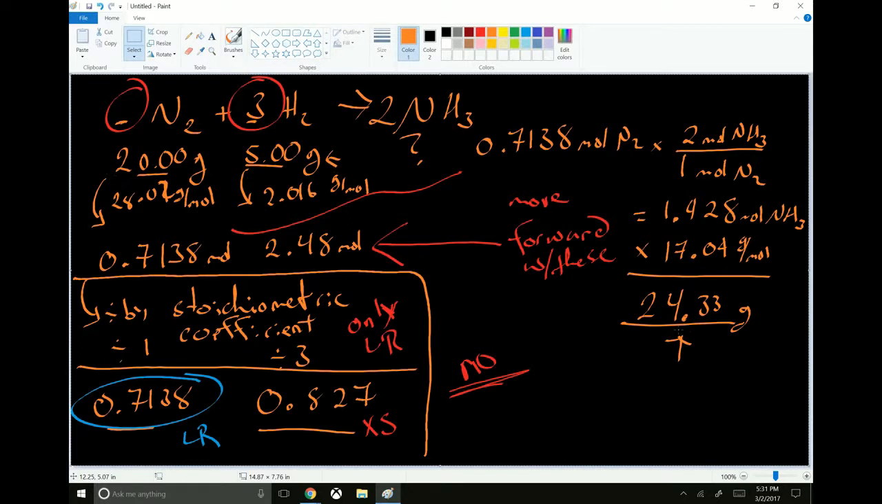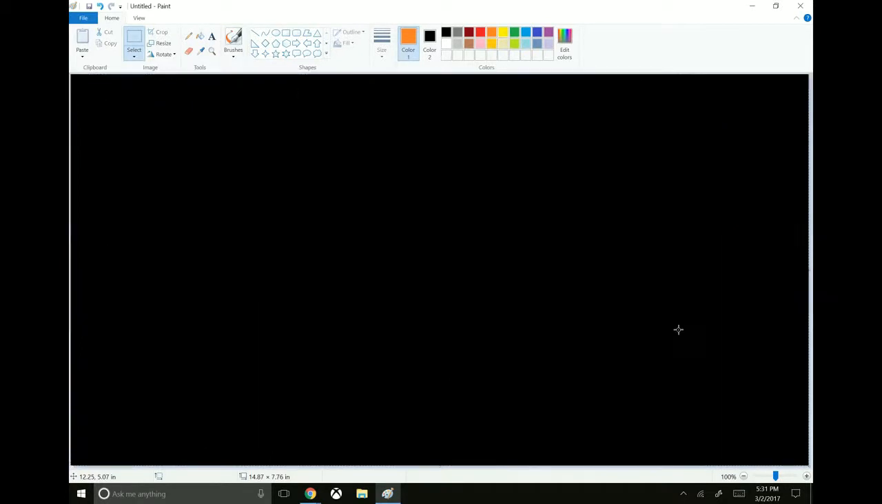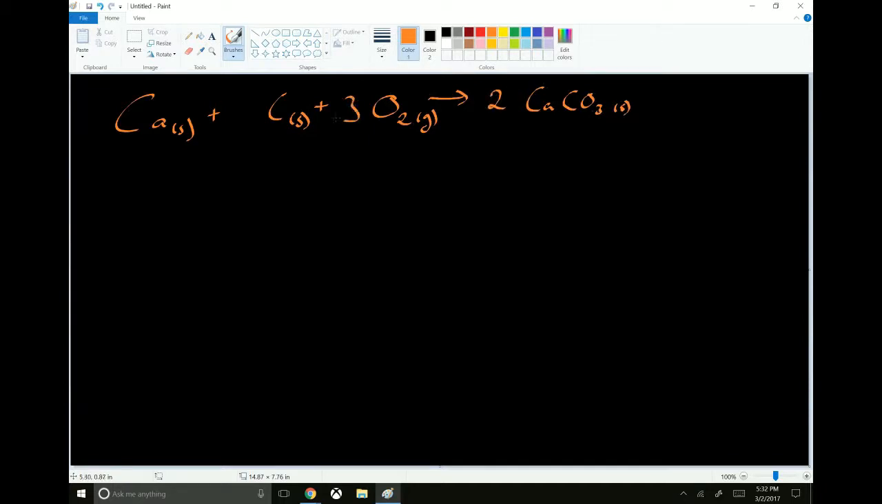Let's go ahead and do another example. Let's make something up a little bit. Let's go ahead and say we're making calcium carbonate using the pure elements. So solid calcium plus solid carbon plus gaseous oxygen, combining in a very improbable fashion to make calcium carbonate. So we would need to double this, triple this, and double each of these. Now we have a balanced equation.